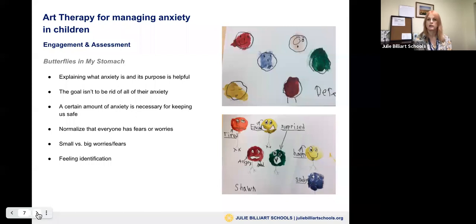But just to help them identify what that feeling looks like by drawing the emoji face and then associating a color with it. And that even gives them an out if they're saying, I feel yellow today, or I feel blue today. You can guess what feeling they're going for. And of course we would explore that more, but just giving them another way to express their feelings.